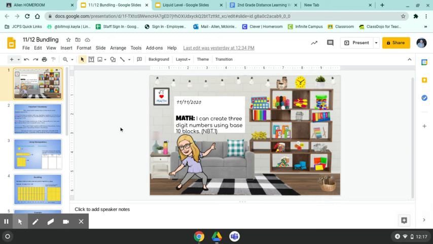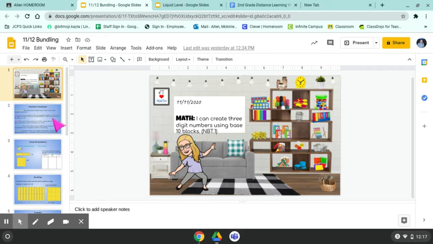Hey everyone, so today I'm going to be talking about bundling your numbers and bundling your cubes and your blocks. As you know, we've been working on place value, and we have been looking at our numbers and breaking them apart.